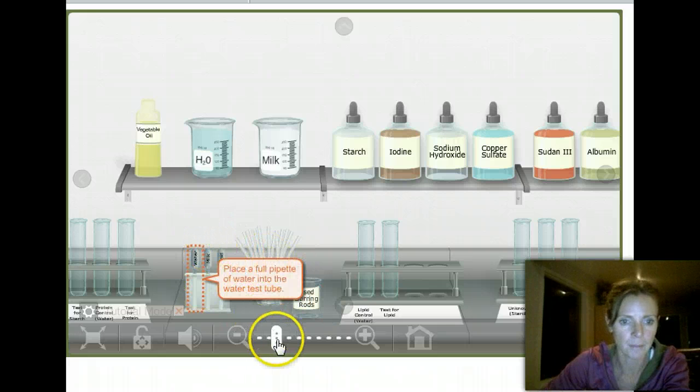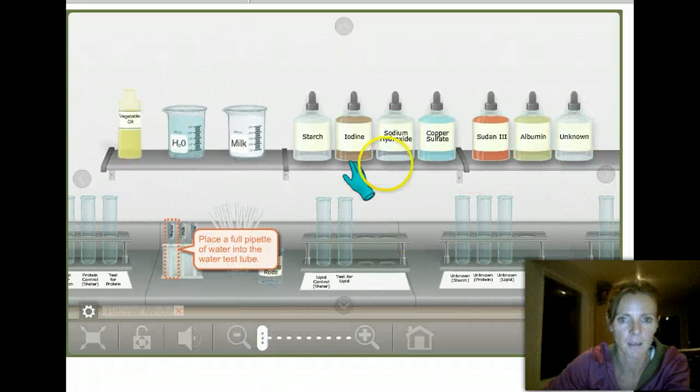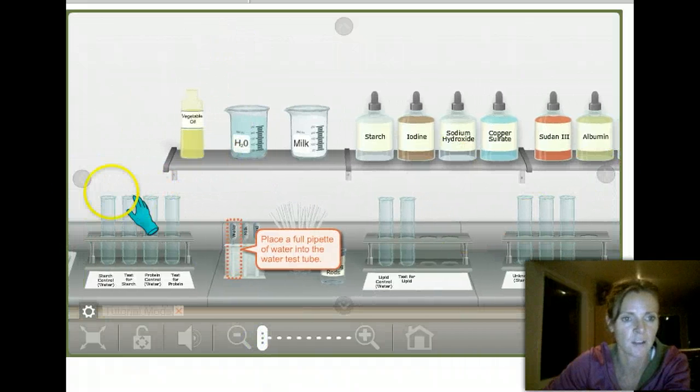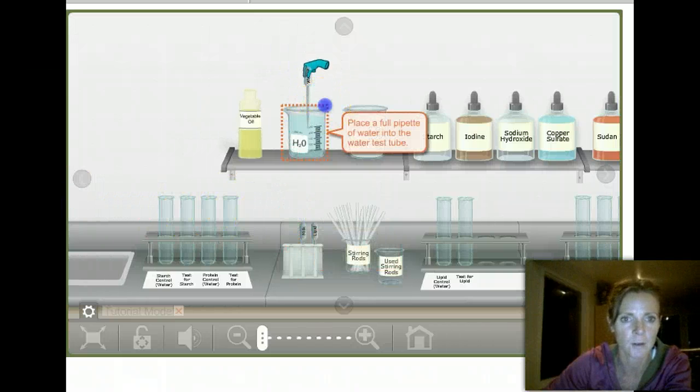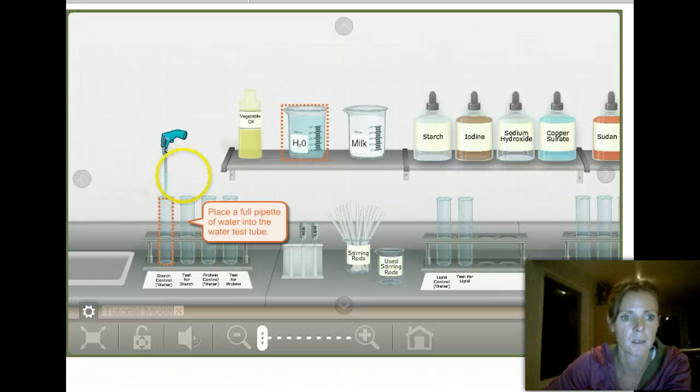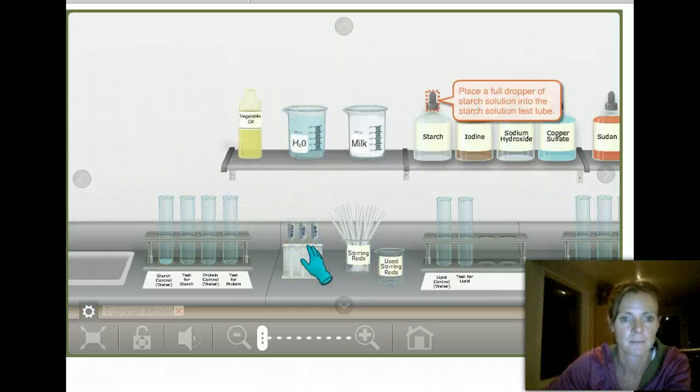All right, so I'm going to pan out just a little bit so we can see everything. And, oops, I want to go over here. So it's telling you what to do. So here's the water. Let's grab some water here. And let's put it in our test tube, okay? Put it back. Place a full dropper of starch solution into the starch solution test tube. All right.